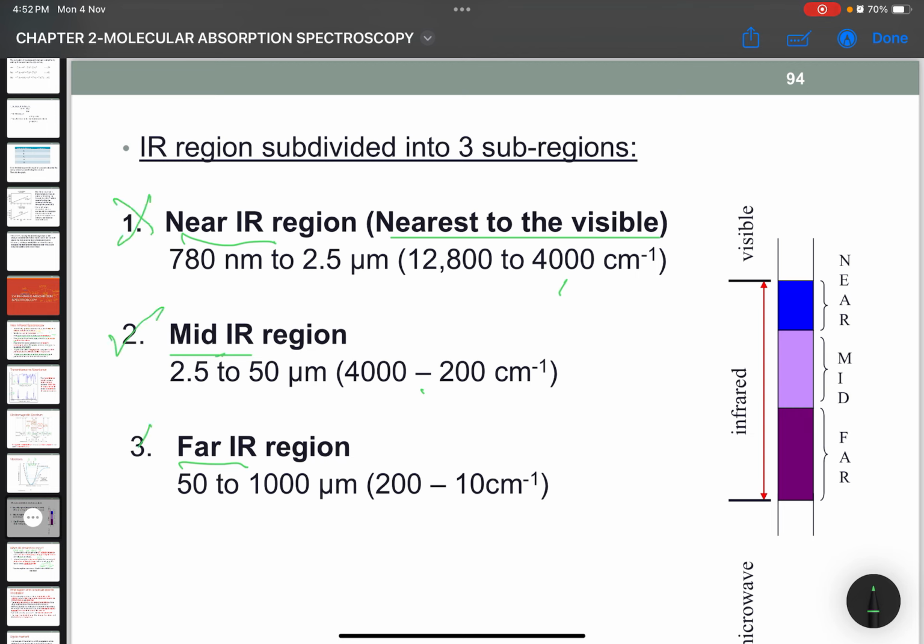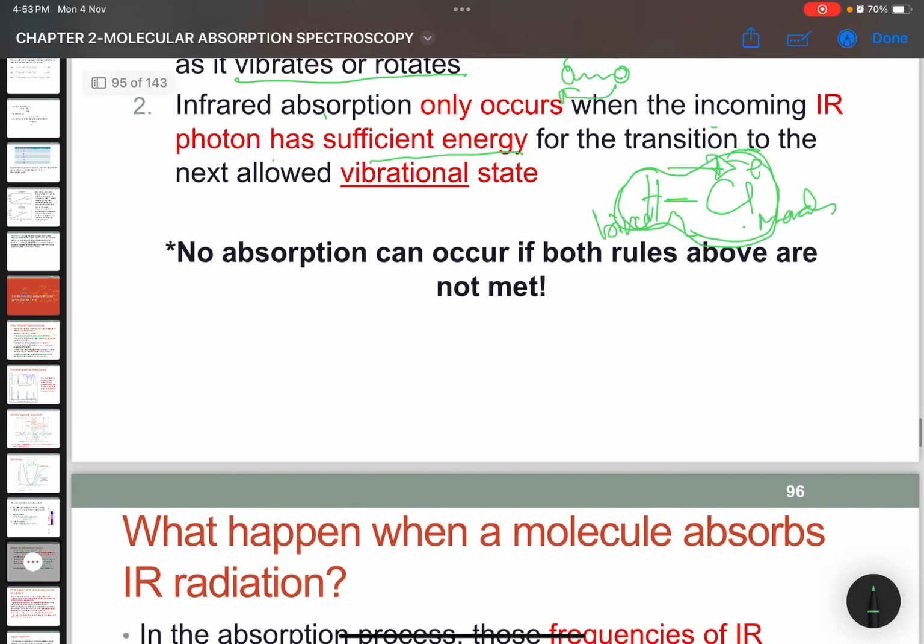Mid IR region. Okay. Far IR pun is not very useful, sebab sikit je. Yang ni lah paling besar. Yang paling banyak adalah between 600 or 800 to 4000. Okay. Nanti kita akan tengok kita punya IR spectrum, basically in this region.